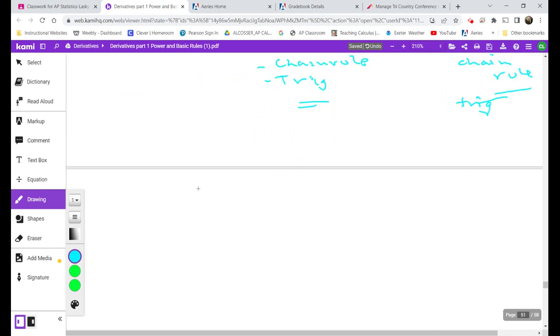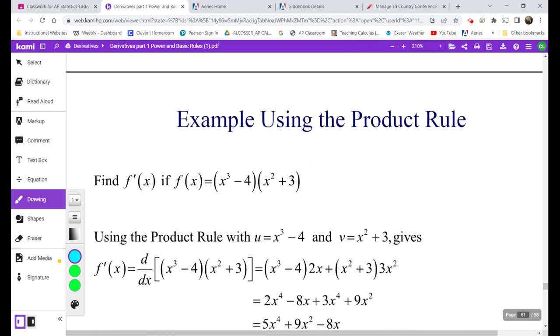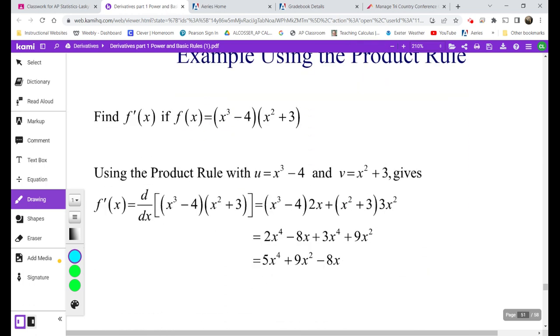Okay. All right. So let's do the product rule in practice. Look here. I have f of x. f of x is x to the third minus 4 times the quantity x squared plus 3. Granted, you guys can multiply this out and come up with this piece right here, right?